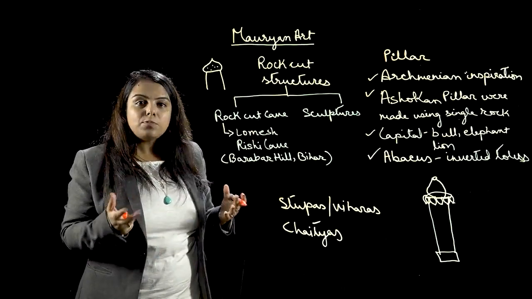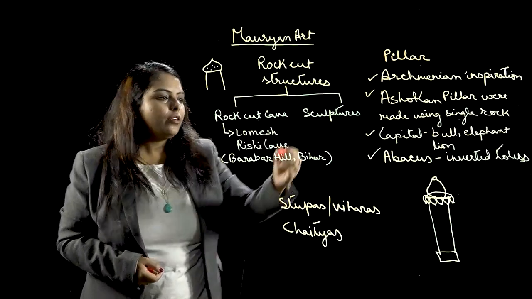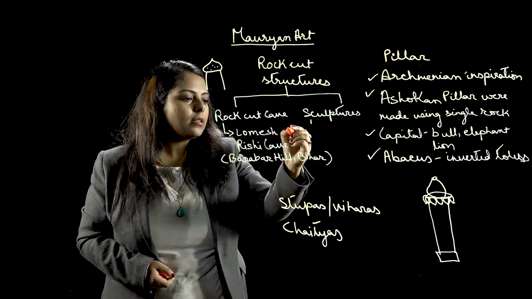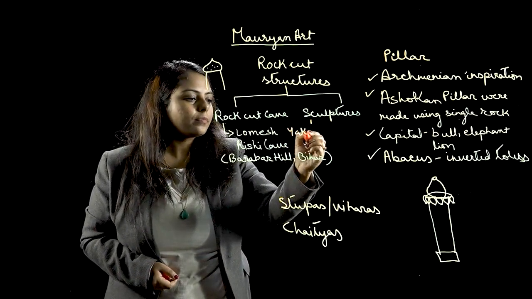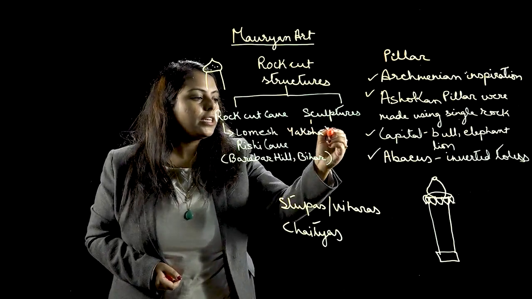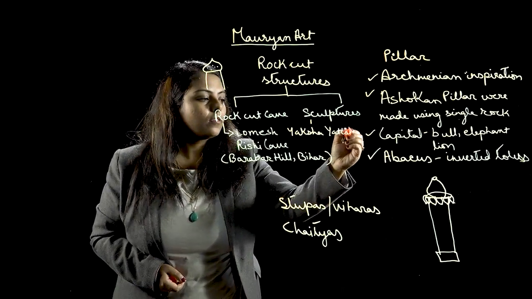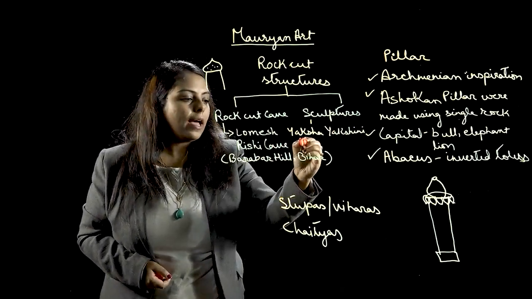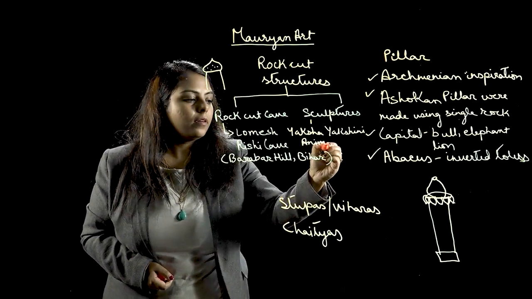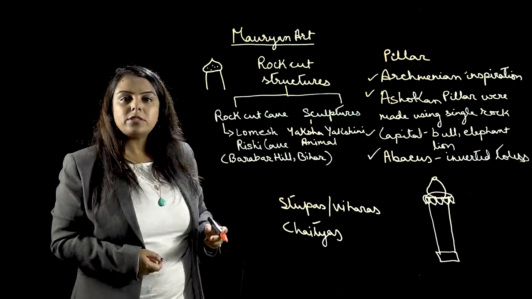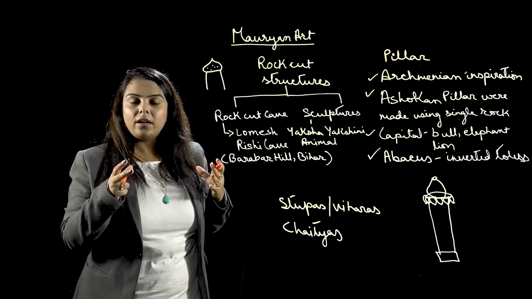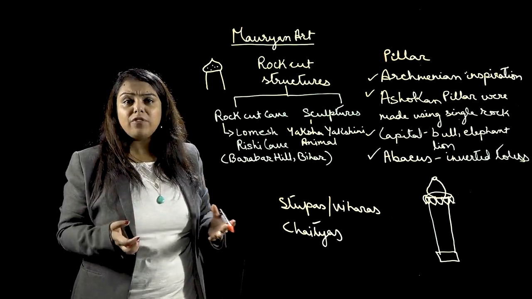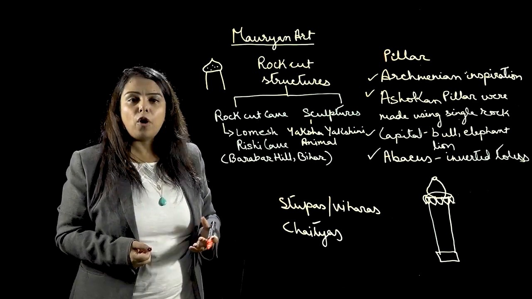As far as sculptures are concerned, during the Mauryan age you find the sculptures of Yaksha, Yakshani, and of course animals. So, the rock cut sculpture of an elephant is very famous, that has been found from the Mauryan age.